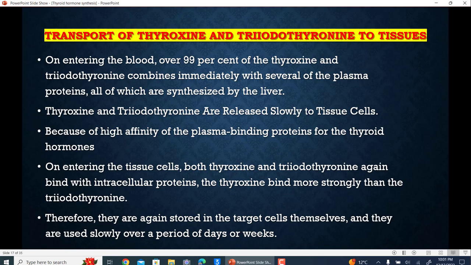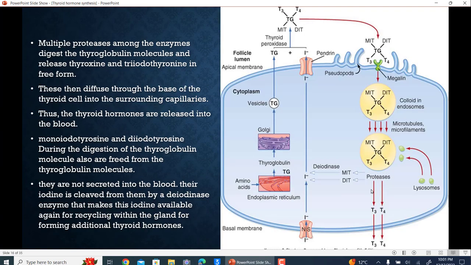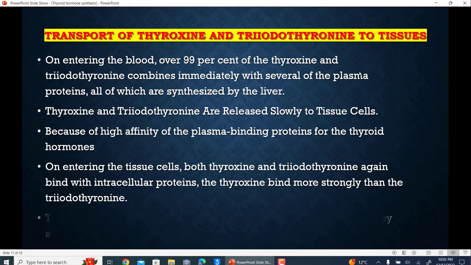Monoiodotyrosine and diiodotyrosine are cleaved from the thyroglobulin, and they are not released into the circulatory system, but they are reused by the thyroid cell. They are transported back into the lumen and again utilized for the synthesis of thyroxine and triiodothyronine, or thyroid hormone.